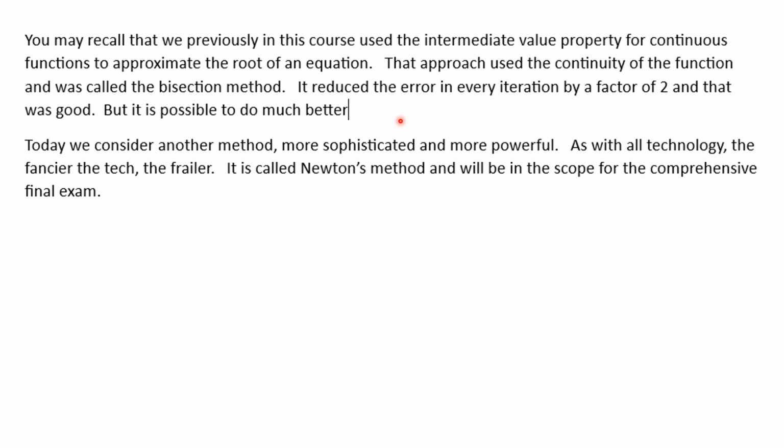Today we consider another method, more sophisticated and more powerful. As with all technology, the fancier the tech, the frailer. It is called Newton's method, after Isaac Newton, and will be in scope for the comprehensive final exam.